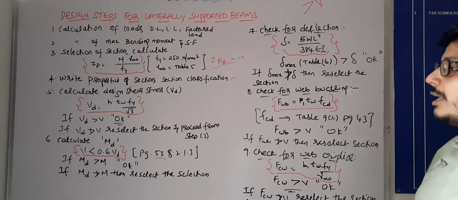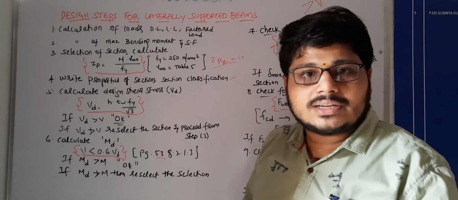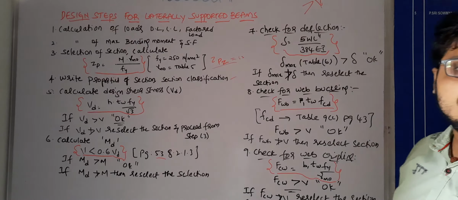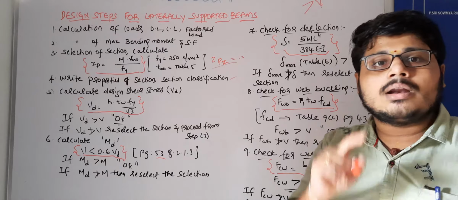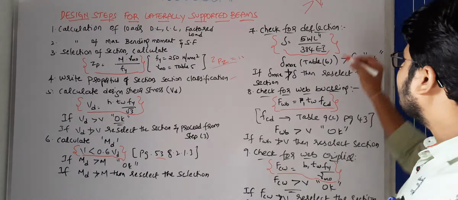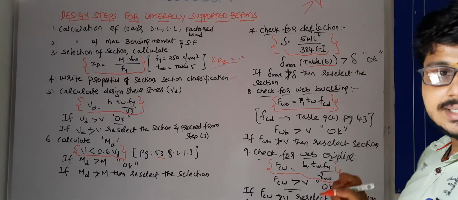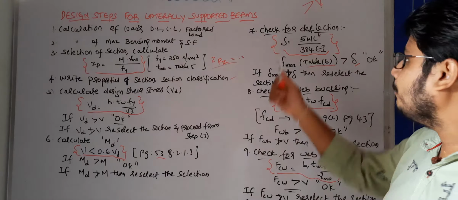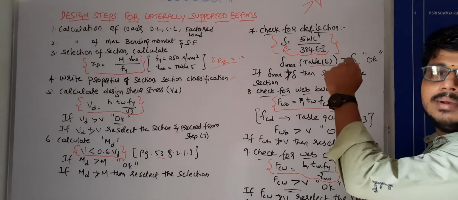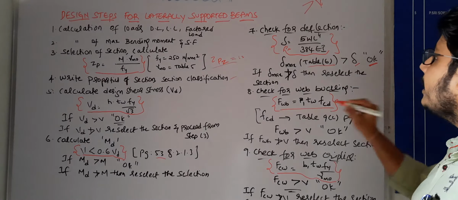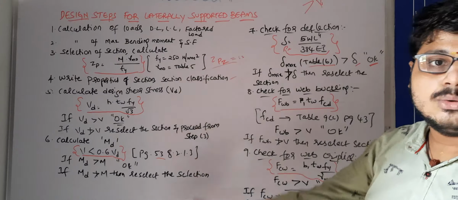Next, step 7, from here onwards the checks come. Check for deflection. For a simply supported beam with UDL, maximum deflection is 5WL to the fourth by 384EI, or for a point load, WL cubed by 48EI. The maximum deflection is from Table 6 in the code book, and the permissible deflection has its own formulas. The delta permissible value must be greater than delta max. Otherwise, reselect the section and do the problem.